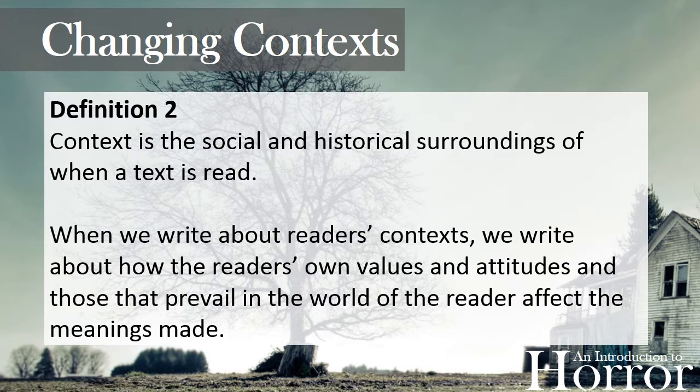This second definition shifts the focus from the text to the reader and suggests that context is the social and historical surroundings of when a text is read. And so when we write about readers' contexts, we write about how the reader's own values and attitudes, and those that prevail in the world of the reader, affect the meanings made. This becomes really important when we look at how a text written in the middle of the 1800s can have its meaning shift over the ensuing century because of those changing values and attitudes.